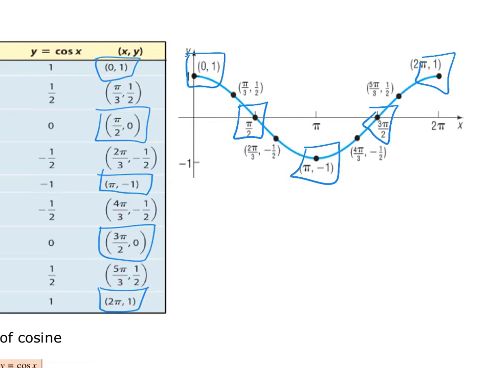Yes? Are your inputs always going to be the x value? Inputs are always your x value, yes. So what we're going to see is f of x is equal to the cosine of x, and x being the input, which is the arc length, which is just the angle but no radians anymore.